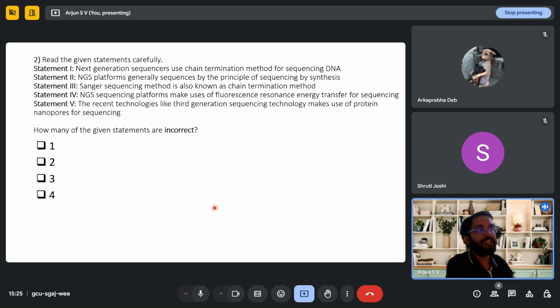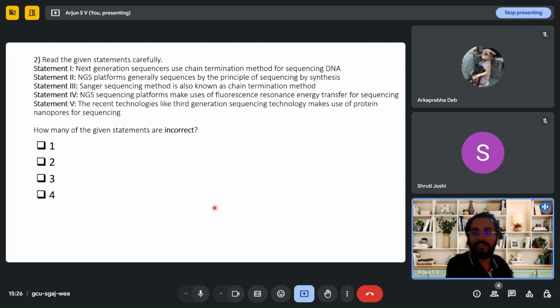So read the given statements carefully. They are given five statements. Statement 1 is NGS uses chain termination method for sequencing DNA. Statement 2 is NGS platforms generally sequence by the principle of sequencing by synthesis. Statement 3 is Sanger sequencing method is also known as chain termination method. Statement 4 is NGS sequencing platforms make use of fluorescence resonance energy transfer for sequencing. And statement 5 is recent technologies like third generation sequencing technology make use of protein nanopores for sequencing.